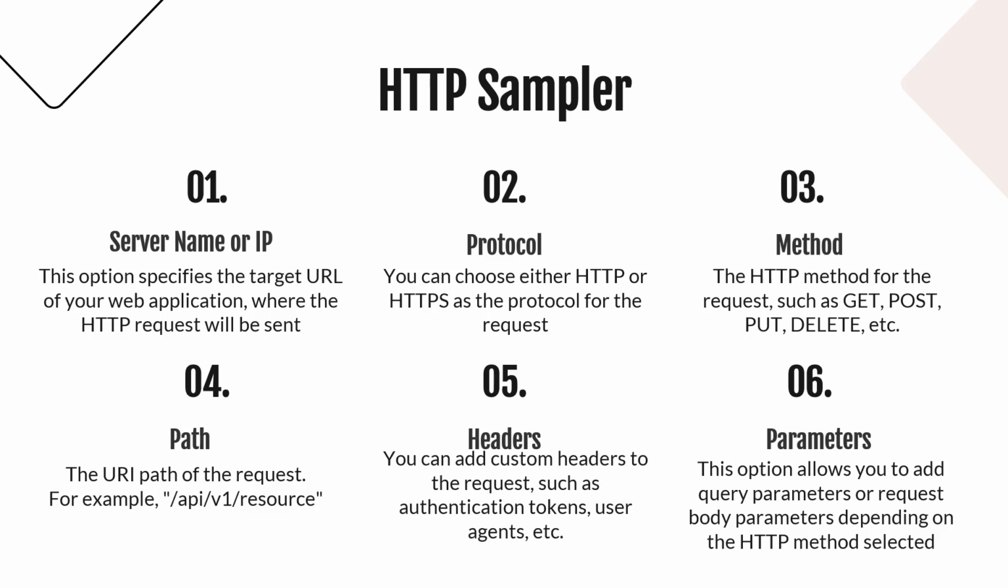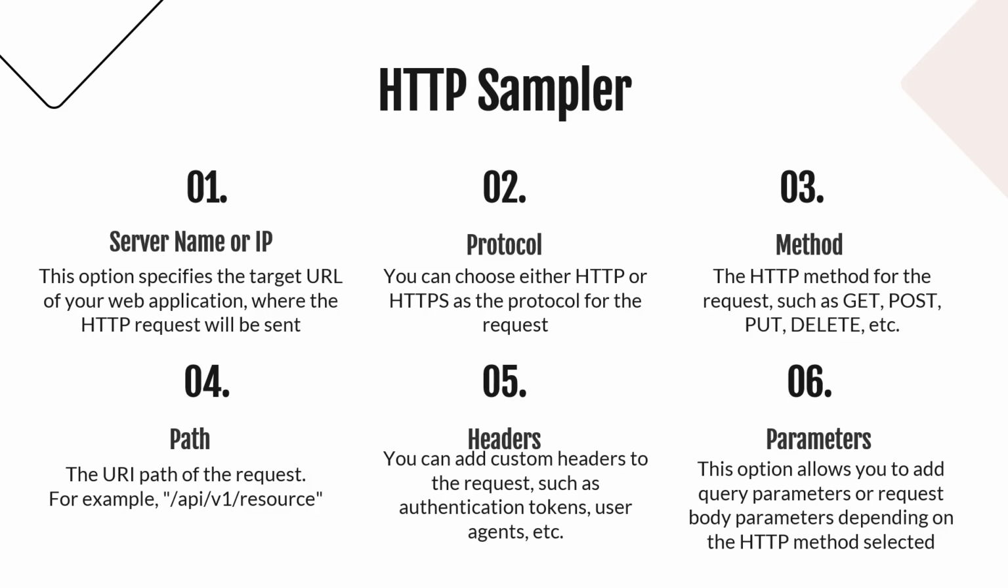Method. The HTTP method for the request such as GET, POST, PUT, DELETE, etc. Path. The URI path of the request. For example, API v1 resource. Headers. You can add custom headers to the request such as authentication tokens, user agents, etc. Parameters. This option allows you to add query parameters or request body parameters depending on the HTTP method selected.